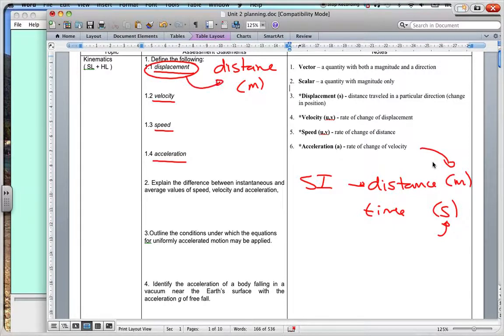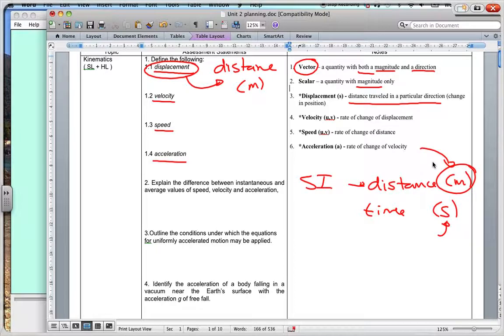It's distance in a specific direction, basically. Distance traveled in a particular direction. It's what we call a vector. It has both magnitude and direction, where distance is a scalar. It only has magnitude. It will only have meters, for instance. But with displacement, you also need to give a direction for it.